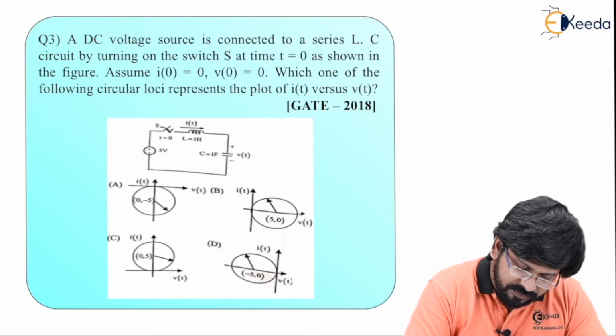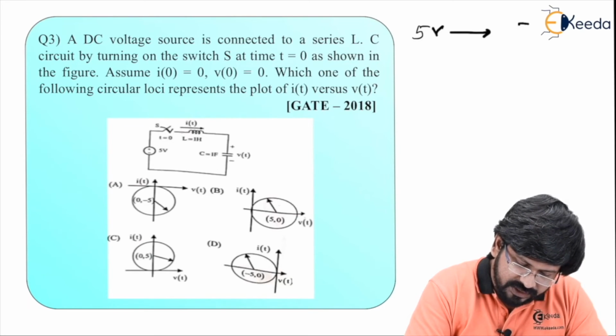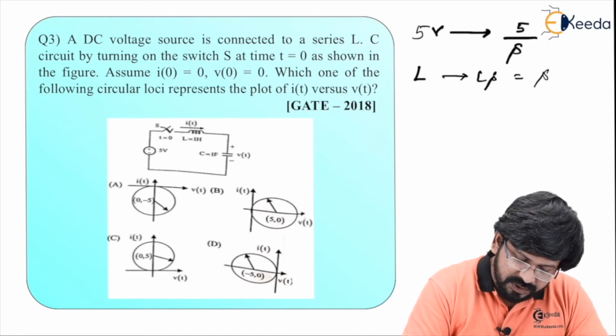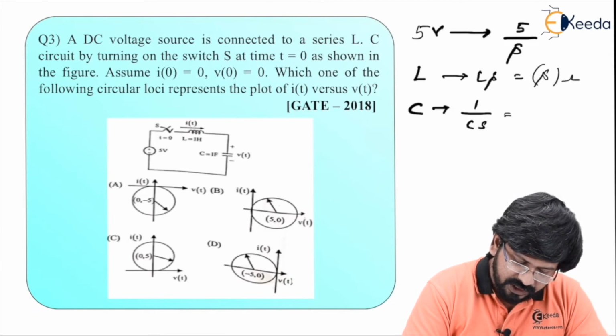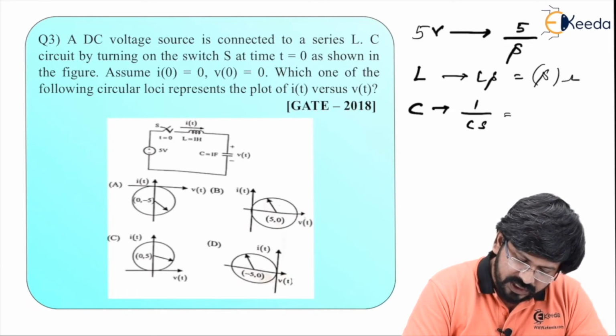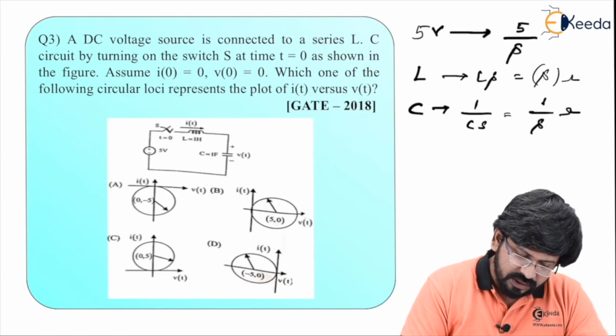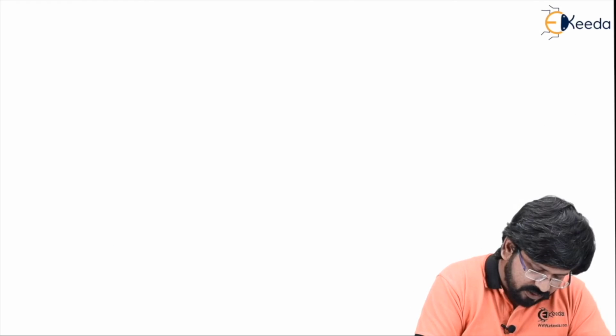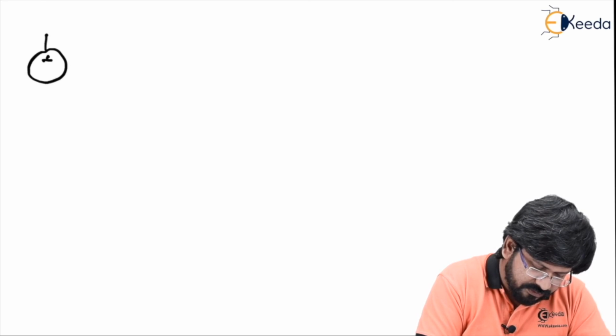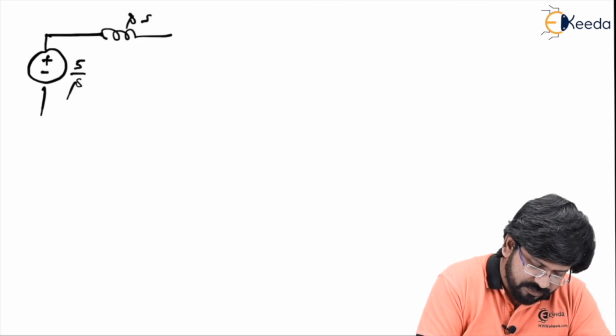Input is 5 volt. After Laplace transformation, it will become 5 by S. You know what? L becomes Ls. In this case, L value is 1 Henry, so it is simply replaced with S ohms. Whereas capacitor C is replaced with 1 upon Cs. In this case, the value of C is also 1 farad, so it simply became 1 upon S ohms. Since we know the circuit now, let's draw its equivalent model in Laplace domain. So the final circuit becomes like this: 5 by S, this is S ohms, and the capacitor reactance is 1 upon S ohms.